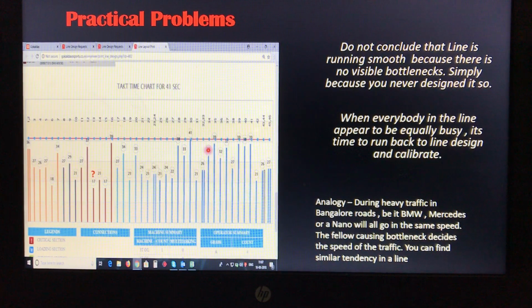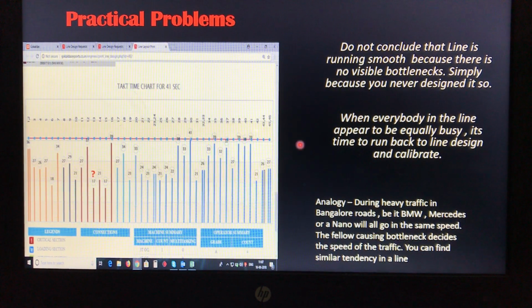When you walk through the line, you will never see a visible bottleneck, even though we are very familiar with saying that every bottleneck is visible. In this case, you will never find a bottleneck. You will find everybody busy, no breakdowns, no bottleneck, and you will think that the line is balanced, and you might think that this is the optimum level of output or efficiency a line can achieve. No, that is not so.